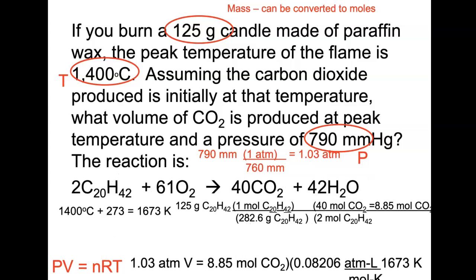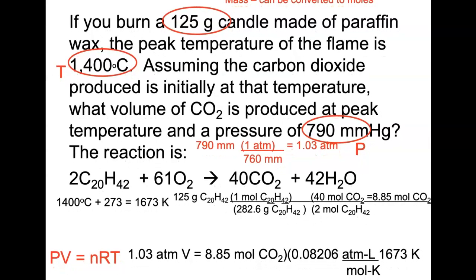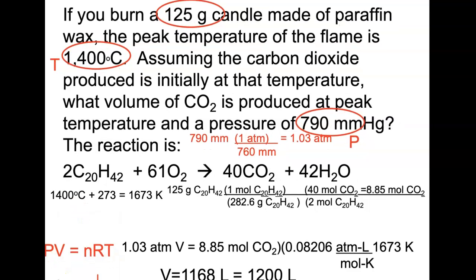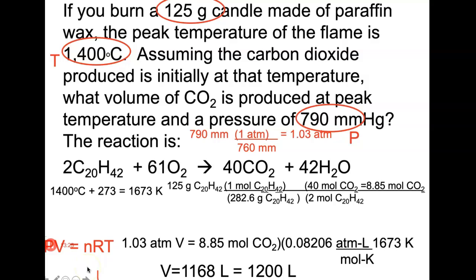And so simply substitute in each of the values and then solve for V. So if you multiplied the number of moles times our temperature and then divide by the pressure, you should find out the volume, which is what it's asking for. And there, it's cut off just a little bit. Let me see if I can get this so that you can see it. So there you go. A volume of 1168, rounded to two significant figures, 1,200 liters. So one little 125 gram candle is going to put out 1,200 liters of CO2.